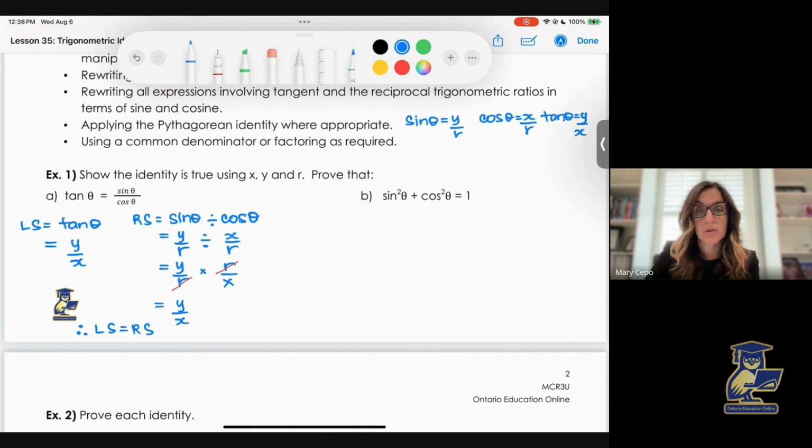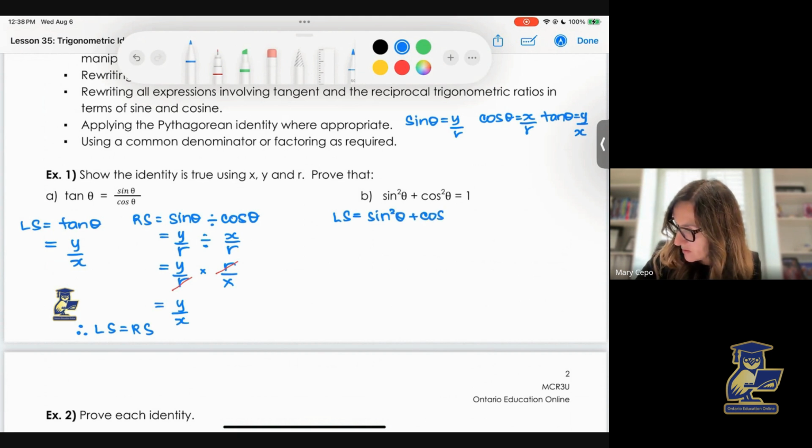Looking at B, we want to show that sine squared theta plus cosine squared theta is equal to 1. So we're proving the quotient identities above, and the Pythagorean identity in B. So the left side is equal to sine squared theta plus cosine squared theta.